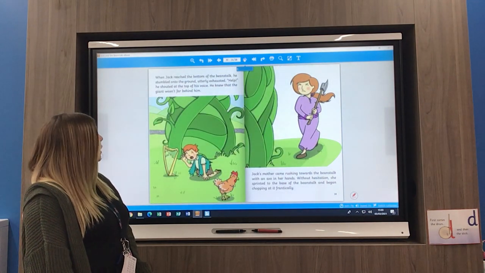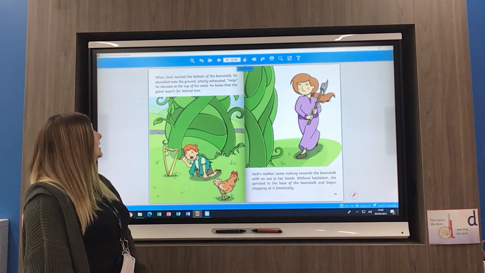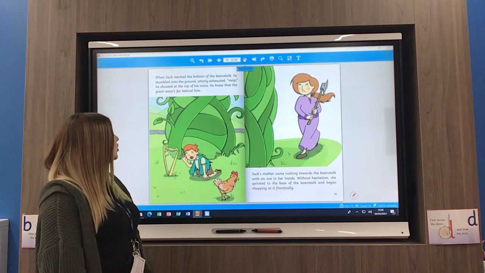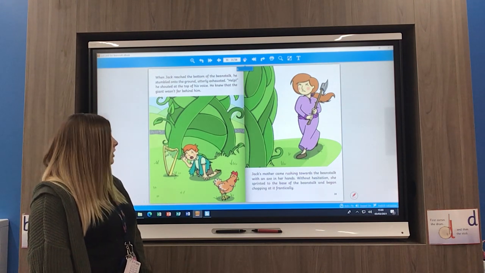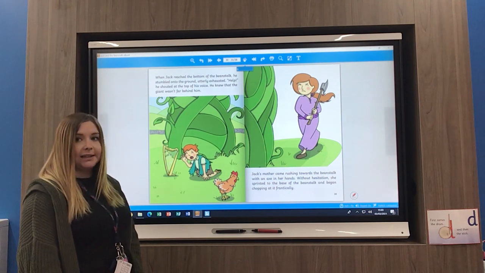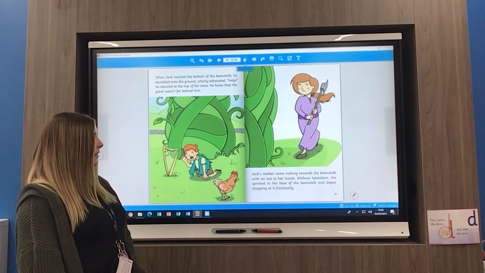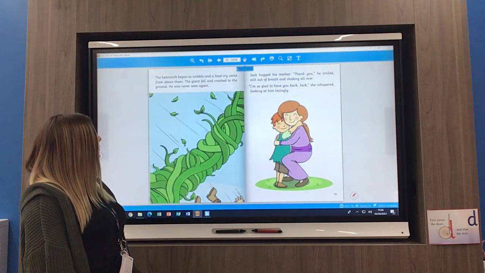When Jack reached the bottom, he stumbled onto the ground, utterly exhausted. "Help!" he shouted at the top of his voice. He knew that the giant wasn't far behind him. Jack's mother came rushing towards the beanstalk with an axe in her hand. Without hesitation, she sprinted to the base of the beanstalk and began chopping at it frantically.